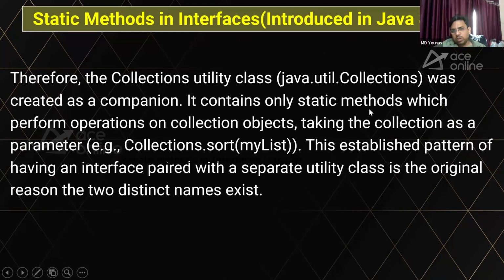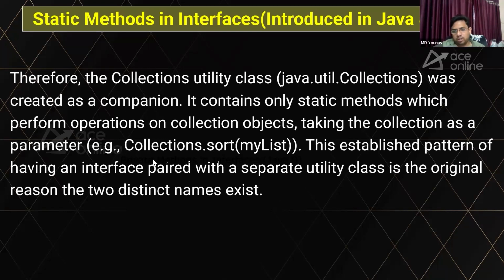It contains only static methods which perform operations on collection objects, like sorting the list, shuffling the list, reversing the list, comparing the list, all that you can do with collections in the utility class. So this established a pattern of having an interface paired with a separate utility class. So earlier to Java 8, for every interface, you may have a utility class.